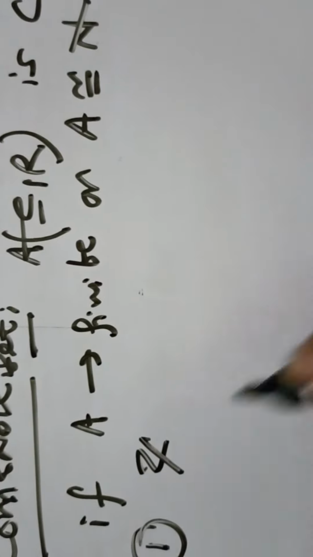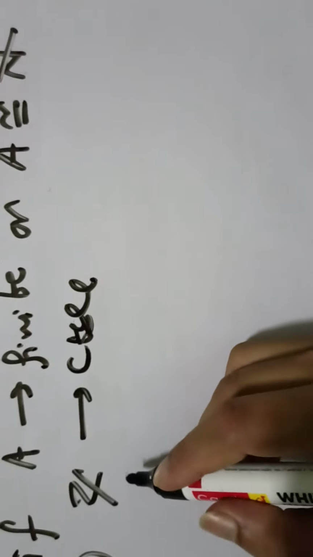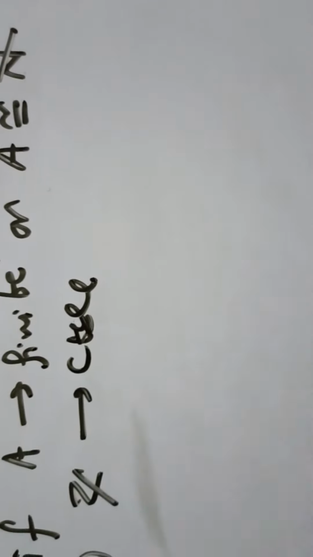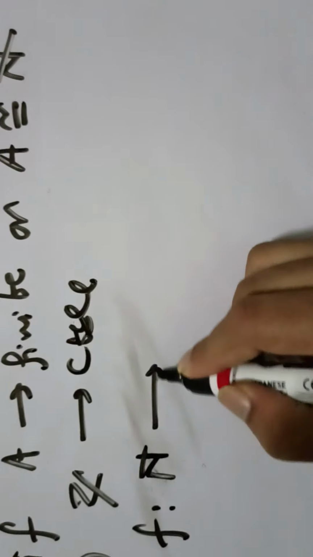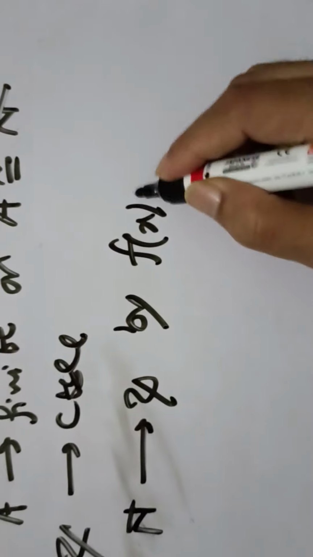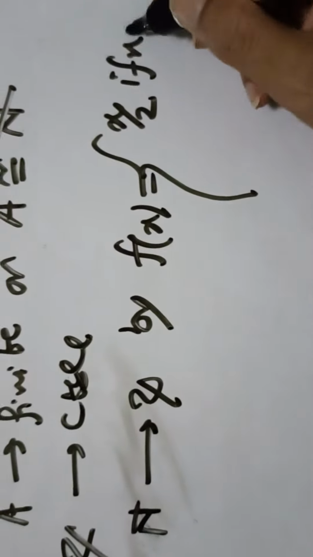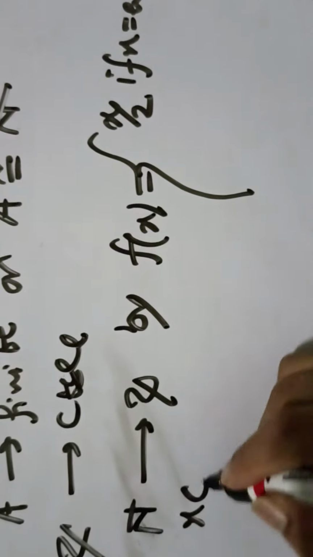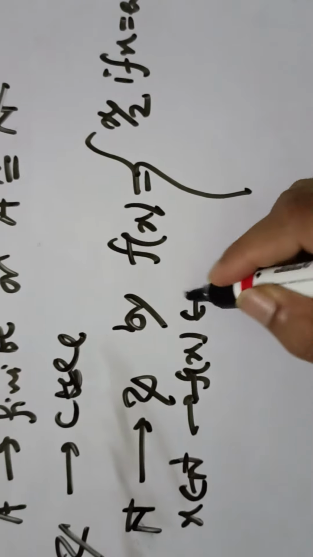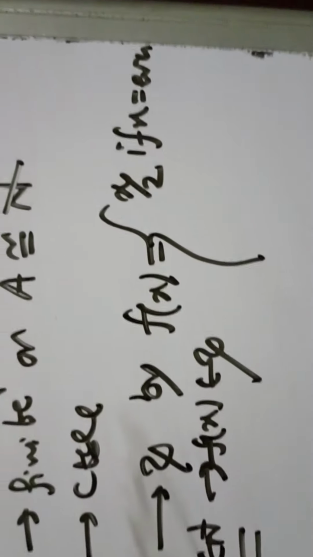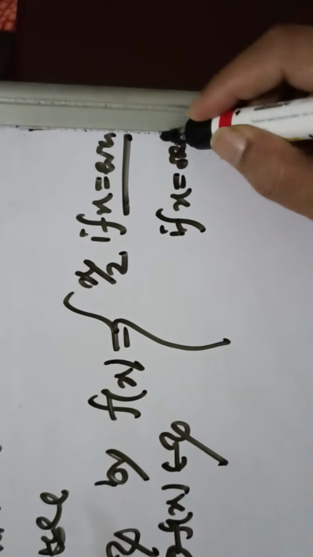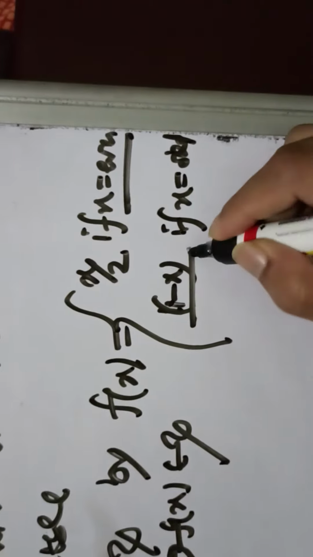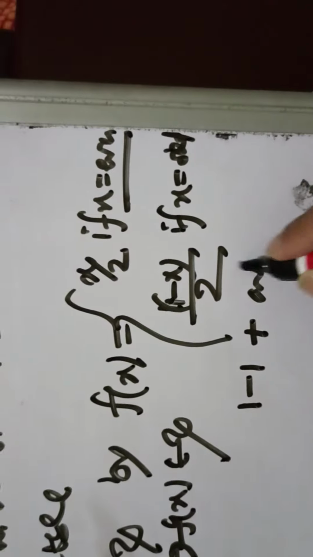I am writing an example. Z, the set of integers, is countable. Why? Because there is a bijective mapping from N to Z. Choose the mapping f from the set of natural numbers N to Z by f(x) equal to x by 2 if x is even, because x is a natural number, so x may be odd or even. If x is odd, then I am mapping it to (1 minus x) by 2. Clearly this map is one-to-one and onto also. This is a bijective map.